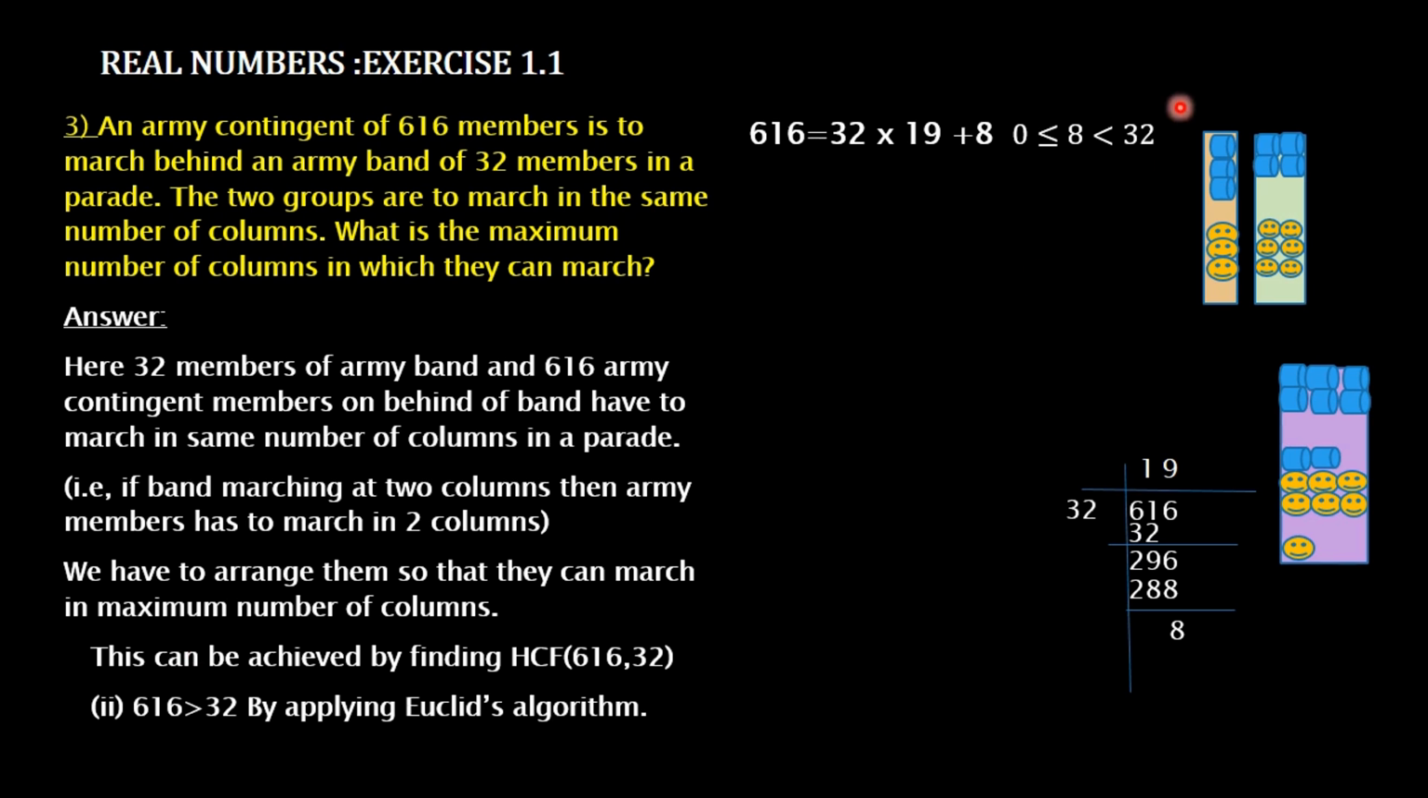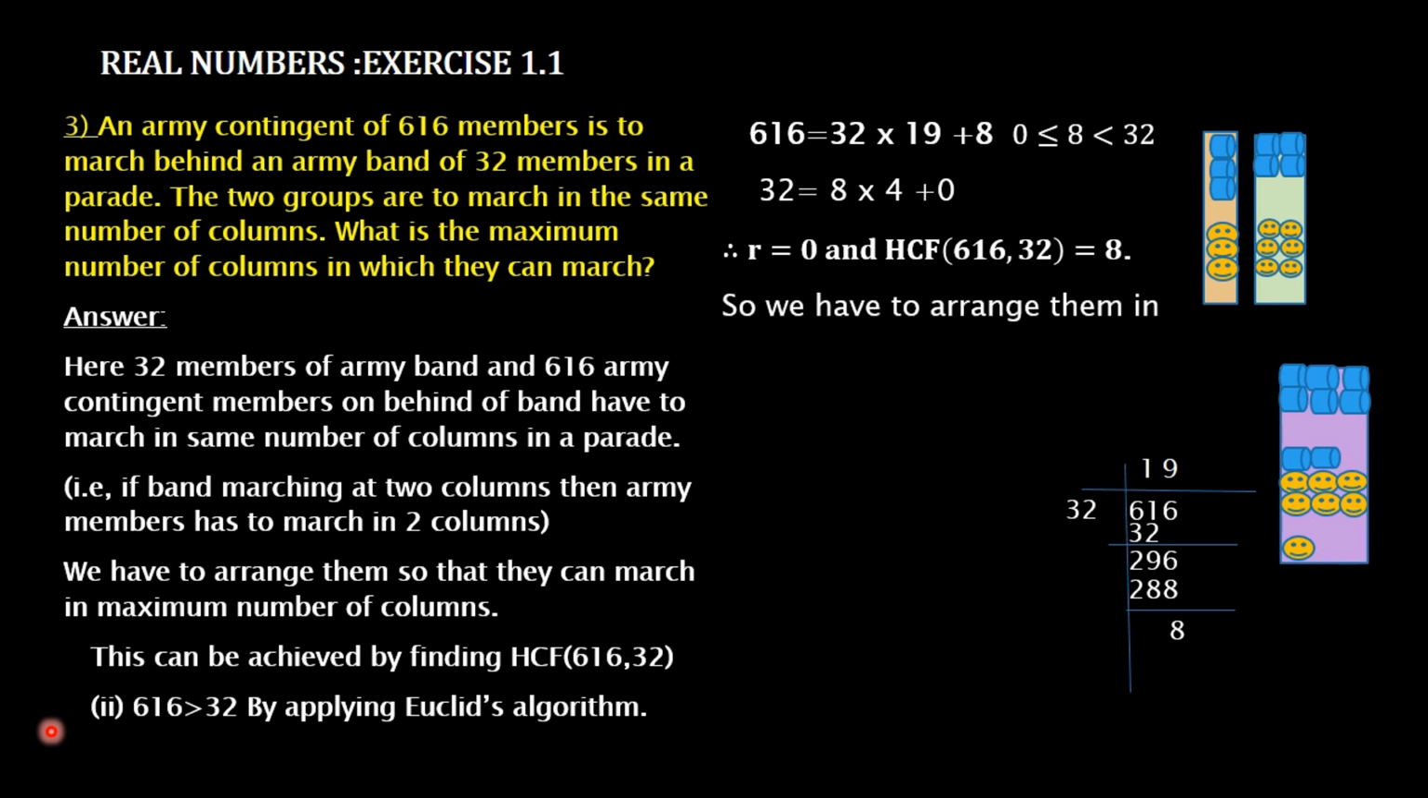Here the remainder is a non-zero number, so we have to repeat this lemma again by taking 32 as our dividend and 8 as our divisor. It is easy: 32 equals 8 into 4 plus 0. Then what is our HCF? The divisor at this stage, that is 8. Okay, what is the HCF? HCF of 616 and 32 equals 8. Hence, we have to arrange them in 8 columns for the march.